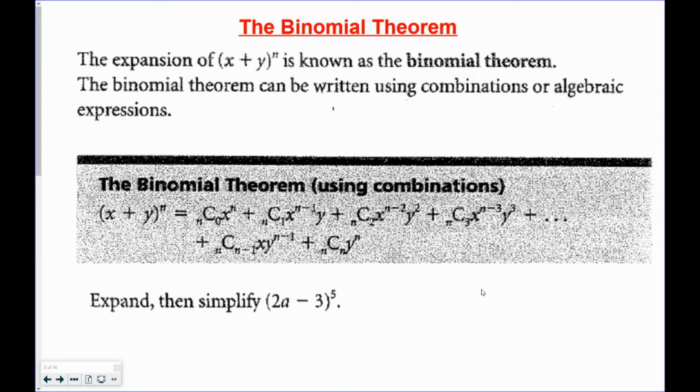Okay. Wow. Well, this whole Pascal's triangle thing gets wrapped up in something called the binomial theorem. Now, the binomial theorem is sort of the official word on the street of how we expand a binomial, hence the word binomial theorem.